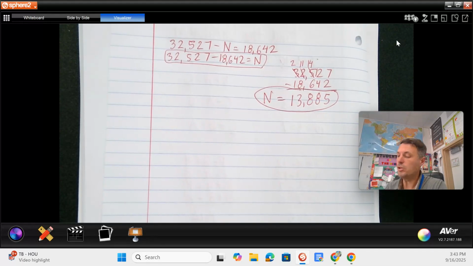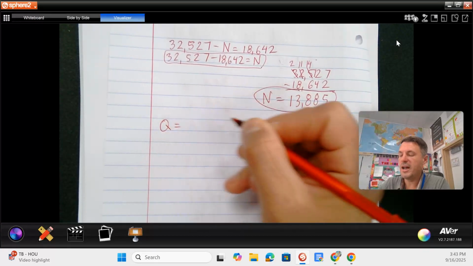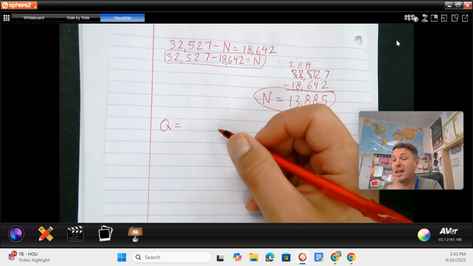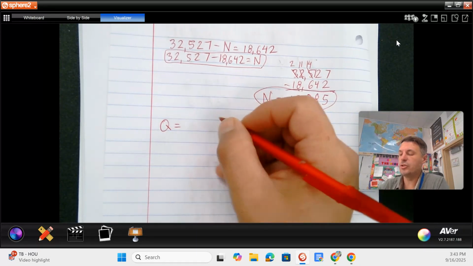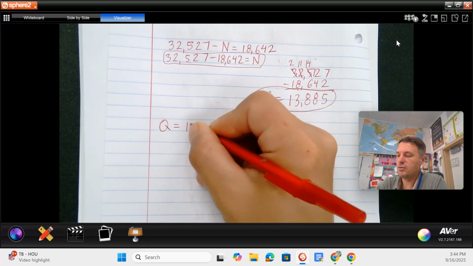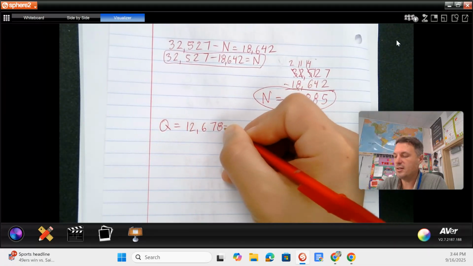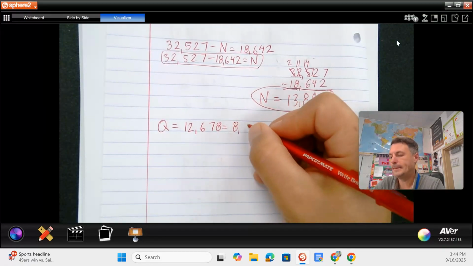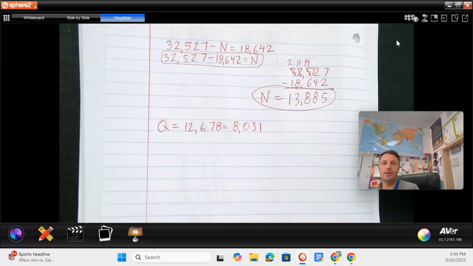Let's do another one with big numbers, but this time we'll have it be subtraction again, but we'll make the missing number be the minuend instead of the subtrahend. Let's do Q. I think this is the kind of unknown that people get wrong the most. This one and division, where the dividend's missing. Let's go ahead and do Q minus 12,678 equals, I don't know, 8,031. I'm just kind of making up numbers here.